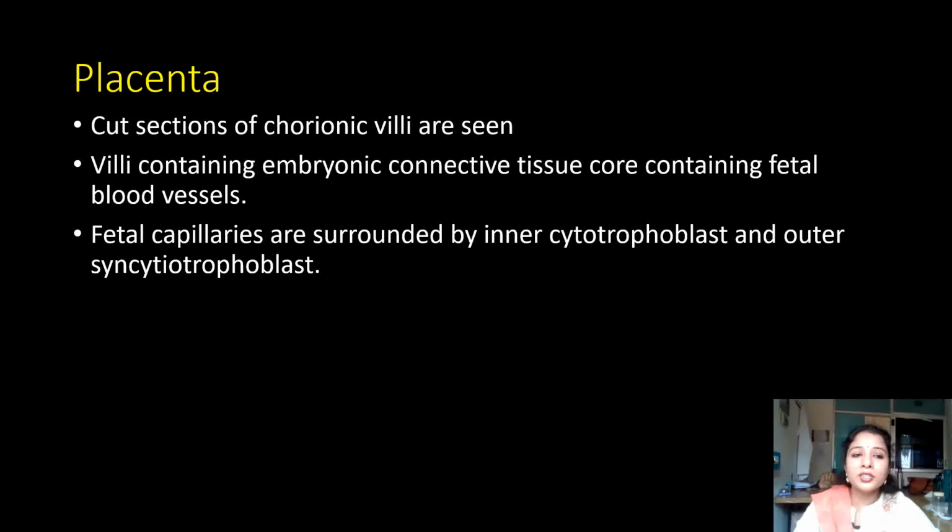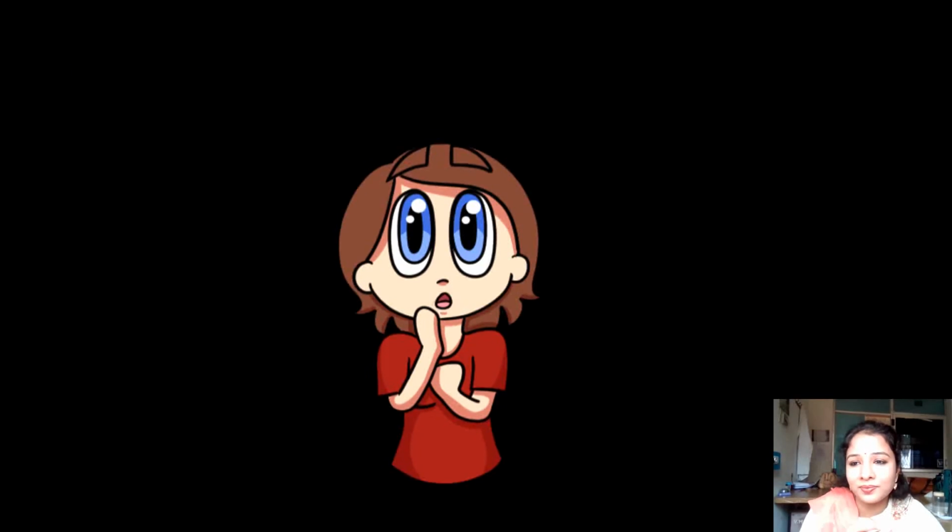So the identification features for the placenta: cut sections of chorionic villi are seen, with villi containing embryonic connective tissue in the core, which is derived from extraembryonic mesoderm, and containing fetal blood vessels, fetal capillaries, surrounded by inner cytotrophoblast and outer syncytiotrophoblast.